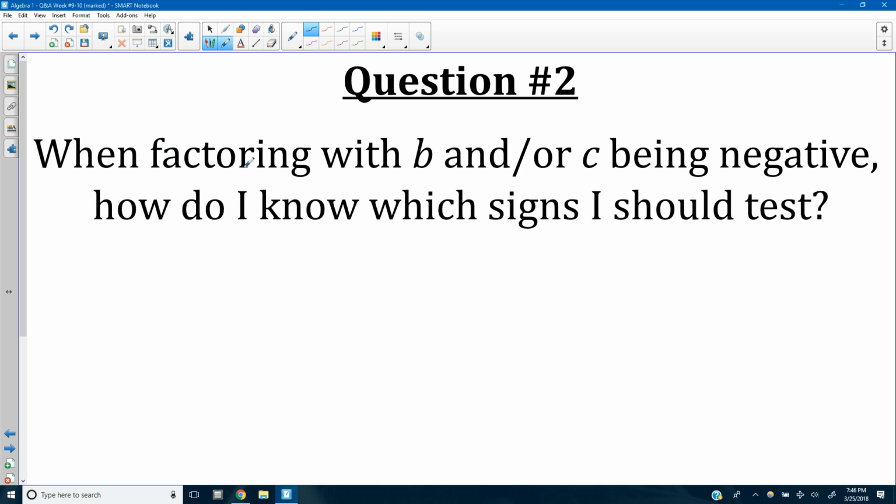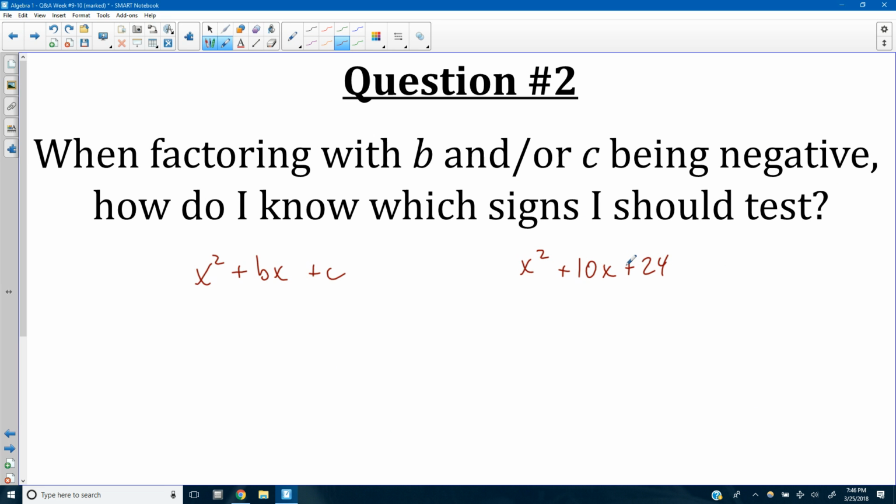And this question asks, when factoring with b and or c being negative, how do I know which signs I should test? So what this question is asking here is, when you have your x squared plus bx plus c or something like that, here, let's do this example. When you have x squared plus 10x plus 24, the thing is that both b and c are positive.